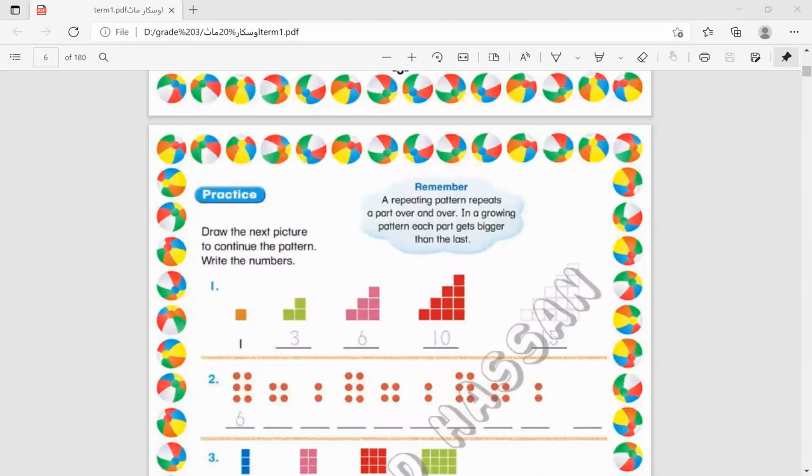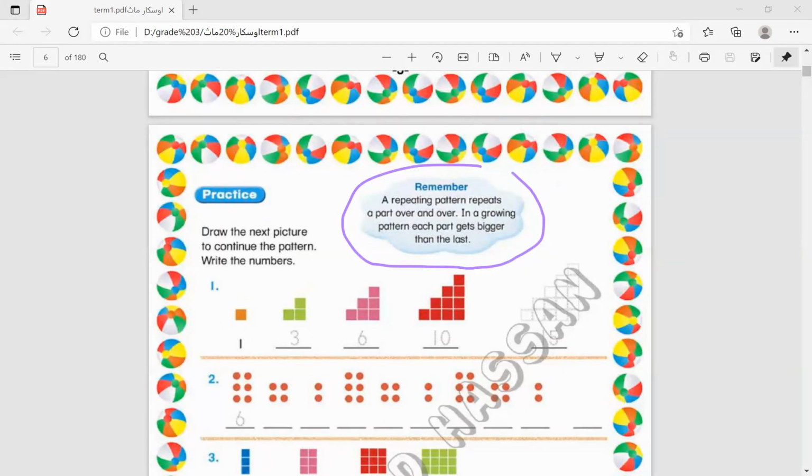This is a practice. This is a page that you will do by yourself, but I will give you a hint. So please concentrate with me and remember what I will tell you. دي صفحة التمرين هتعملها لوحدك، وبعد ما تخلصها توريها لوالدك أو والدتك وتتأكد من إجاباتك. لكن أنا هدي لك هنت صغير كده أو دليل صغير تمشي بيه. Remember, a repeating pattern repeats a part over and over. النمط المتكرر في حاجة بتتكرر على طول. But in a growing pattern, each part gets bigger than the last one. لكن في النمط المتنامي أي صورة بتزيد عن الصورة اللي قبل.